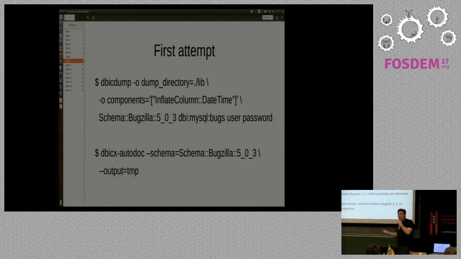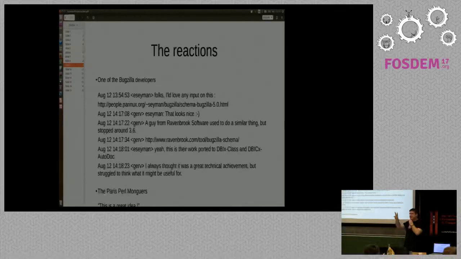Then I looked at DBIx::Class::AutoDoc, which comes with a Perl script called dbicx-autodoc, which takes a schema object on file and writes the HTML page that documents it. So I wrote this command line, and I had an HTML page that documents the schema that is used by Bugzilla 5.0. So I was pretty excited about this.